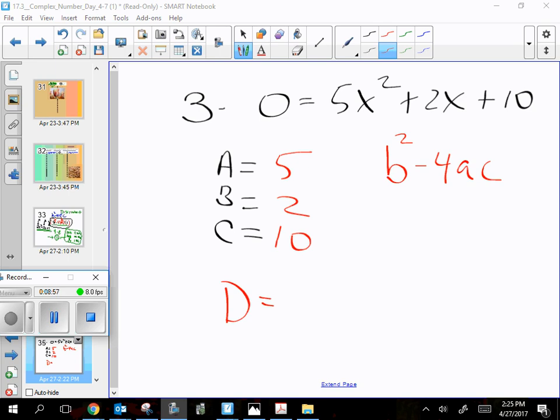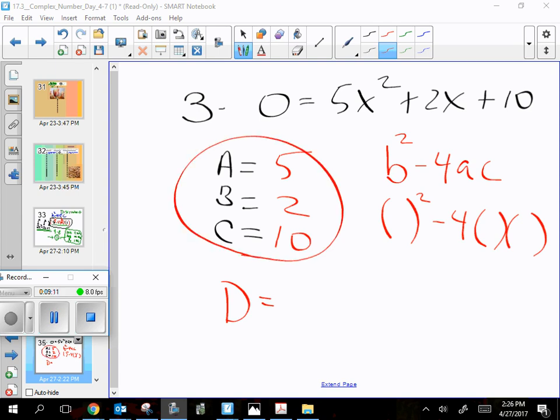Keep looking up here. All right, this is an empty parenthesis squared minus 4 parenthesis. And then we're going to drop in some numbers. If I only knew what A, B, and C were. Look at that. I have A, B, and C right here. Okay, so I'm going to put in B, which from this list is 2. And I'm going to put in the A, which from this list is a 5. And the C, which from this list is a 10. And now, I have to finish this up.